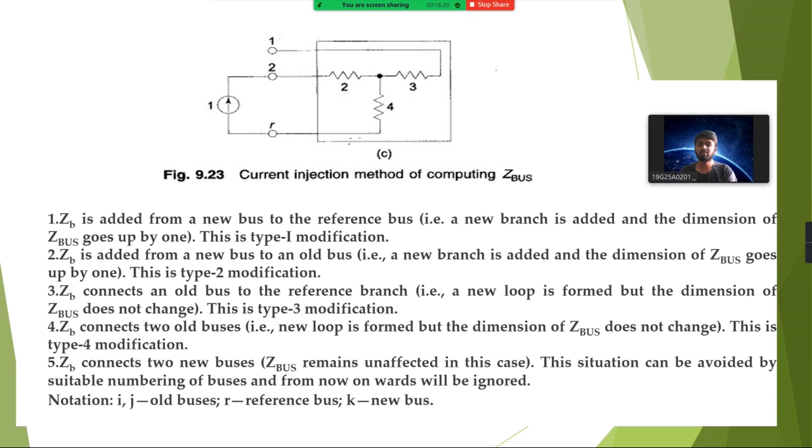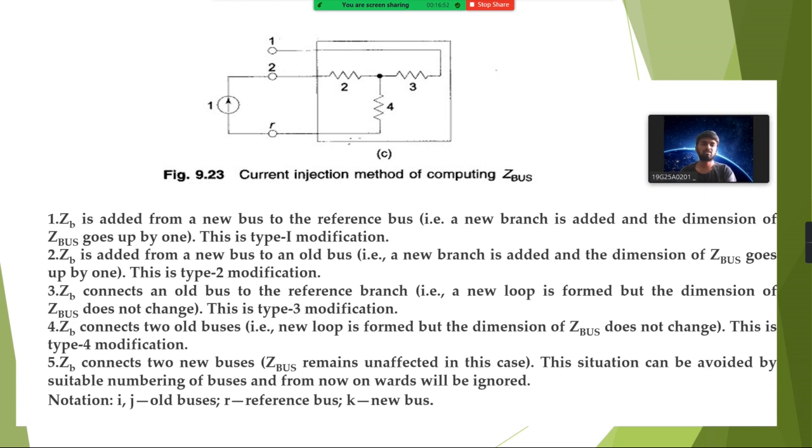Coming to the third modification, the Z-bus connects an old bus to the reference bus, which means a new loop is formed, but the dimension of the Z-bus does not change. This is the third modification. And coming to the fourth modification, the Z-bus connects two old buses, which means a new loop is formed, but the dimension of the Z-bus does not change.